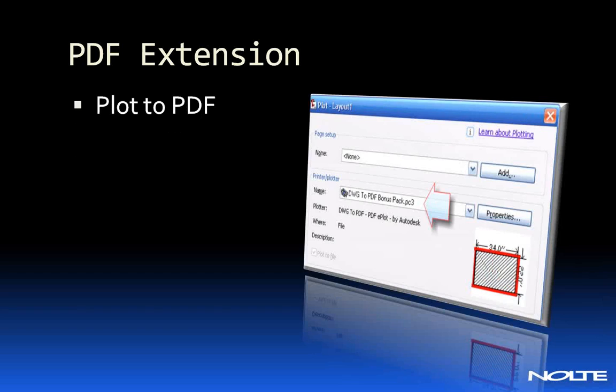All right, to plot to PDF, when you're in the plot dialog, you'll see a PC3 file called the DWG to PDF bonus pack. Now there is another DWG to PDF PC3 file, and that's the default PC3 file that we had in AutoCAD or Land Desktop 2009, and I think we also had a similar one in our 2007 products. This is a new driver that came with this bonus pack, and I'll highlight a few of its unique features, and then I'll do a little demo on actually using that.